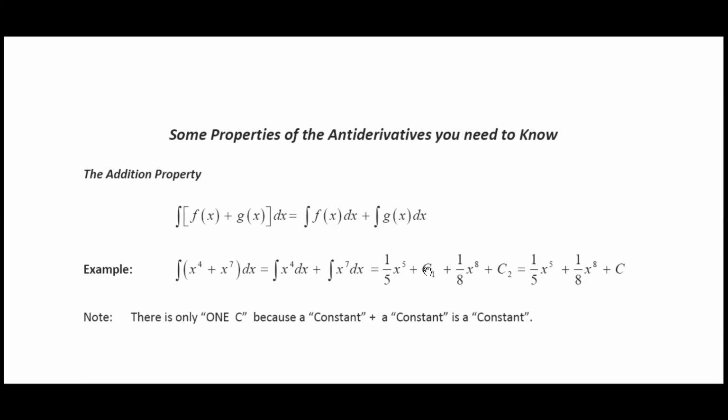So when you take a constant and add it to a constant, what do you get? A constant. See, we don't know what C1 is. We just know it's a constant. We don't know what C2 is. And we don't know what C1 plus C2 is, except that it's a constant. We don't have to have a C and a C, just one C, okay?